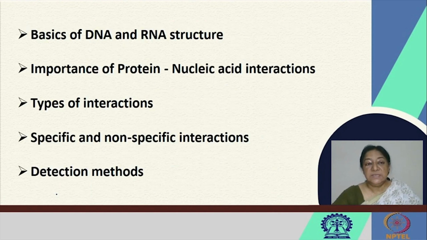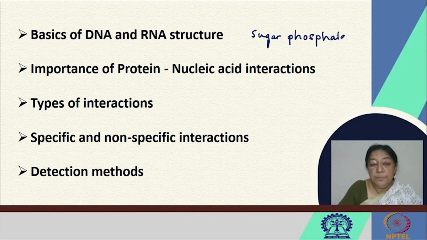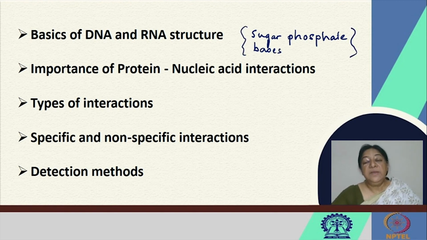What we have looked at in this lecture is the basics of DNA and RNA structures, following from the sugar phosphate backbone. Then we looked at the specific purine and pyrimidine bases and how they form the DNA RNA structure. Our interest here is in the importance of protein nucleic acid interactions, considering our central dogma of biology from DNA to RNA to protein. An understanding of protein nucleic acid interactions is extremely important in understanding many processes.